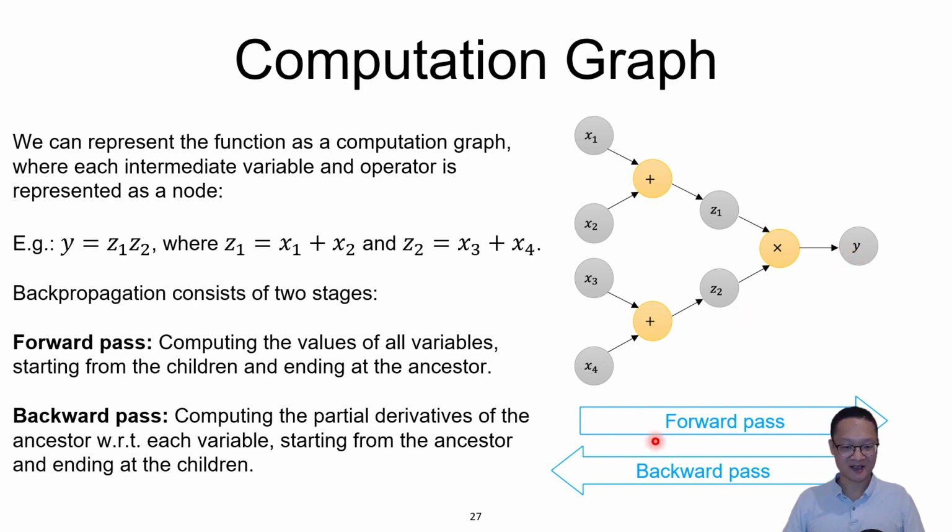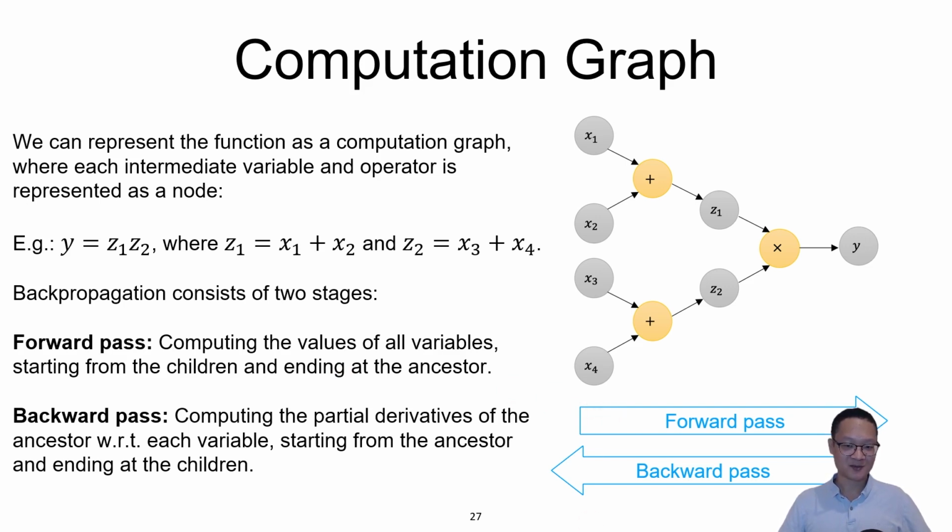And then the backward pass is computing all the partial derivatives with respect to each variable, starting from the end. So in our previous example, we first computed the derivative of y with respect to z1 and z2, making use of the stored values from the forward pass. Then we can compute the derivative of z1 with respect to x1 and x2, again making use of the stored intermediate values from the forward pass. So that's overall how backpropagation works.